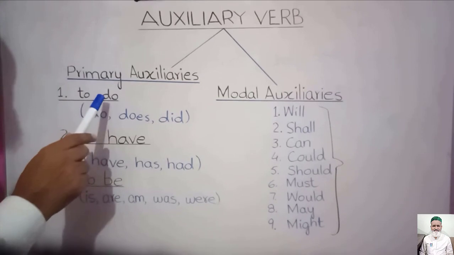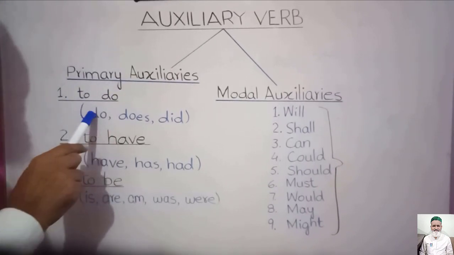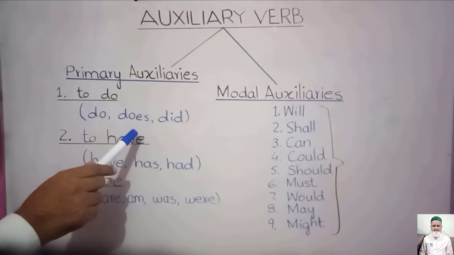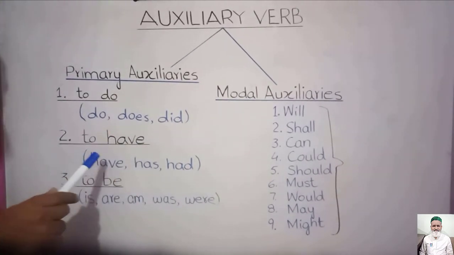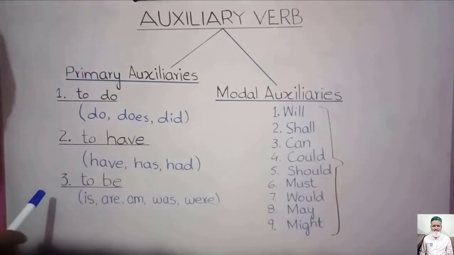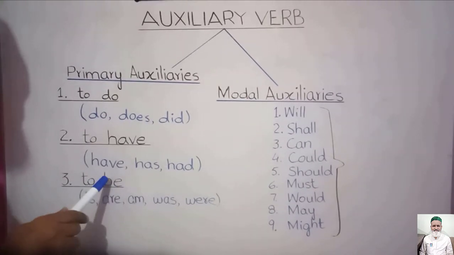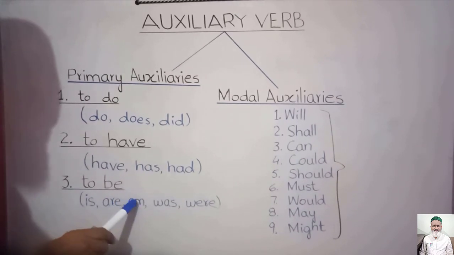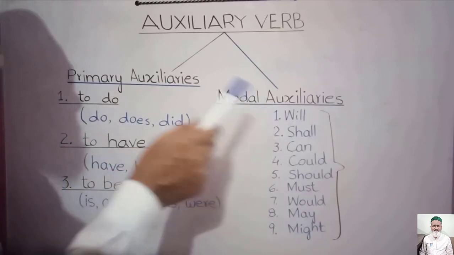To do. This auxiliary do is used in three forms: do, does, and did. The second one, to have. This have as an auxiliary is used in three forms also: have, has, and had. The last one, to be. As an auxiliary verb, be is used in five forms: is, are, am, was, and were.